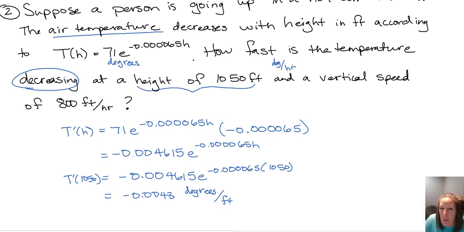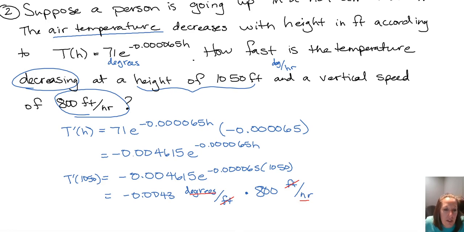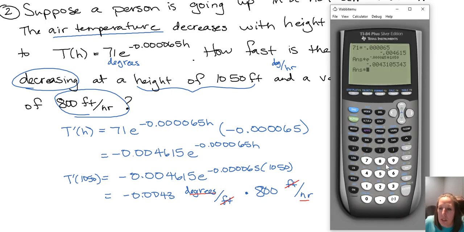How fast typically means we want a time unit in the bottom. Well, we've got a length unit in the bottom. That's not going to be how fast, but we know that we're going up at a rate of 800 feet per hour. So we can just multiply this by 800 feet per hour, and those feet units are going to divide out, and we'll be left with units of degrees per hour. So let's take that answer in the calculator and multiply it by 800 feet per hour.